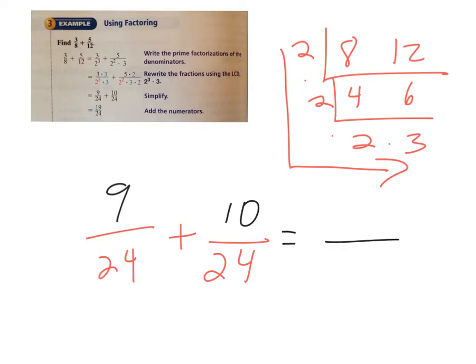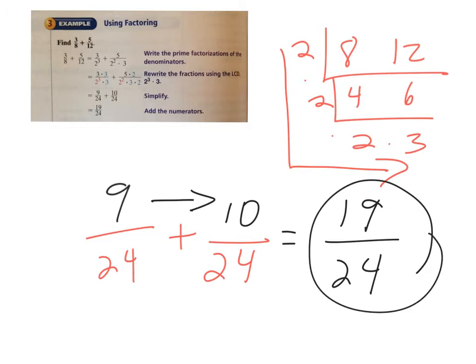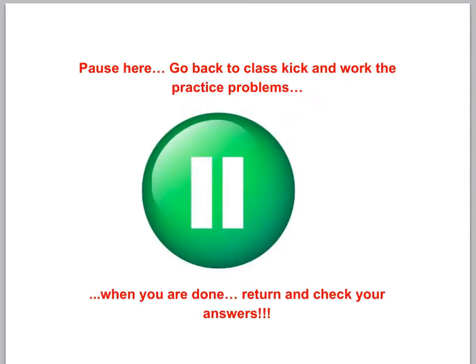So now I have 24ths, because I have a common denominator. 9 plus 10 is 19. That cannot be reduced, so you're done. 19 24ths. Might want to back up, rewind that one again if you need to, or ask me, whatever. I'll take care of you. Time for you to pause, go into class kick, and work a couple.